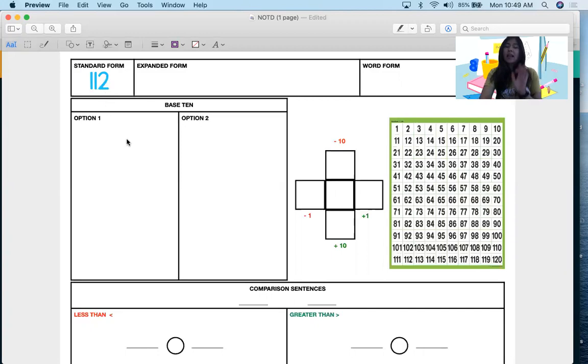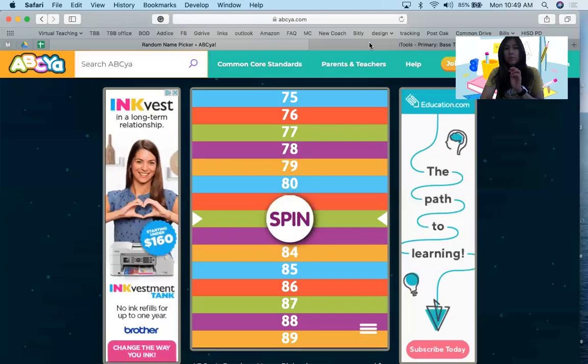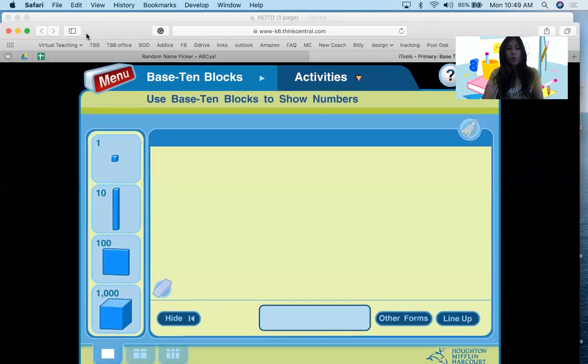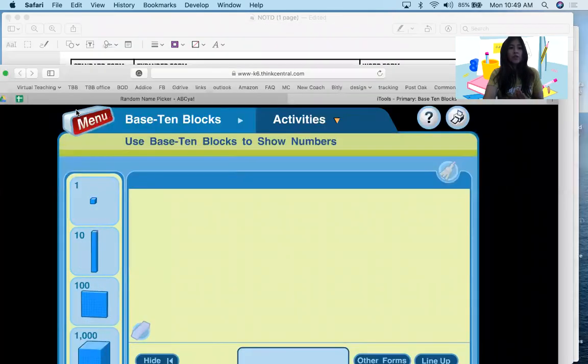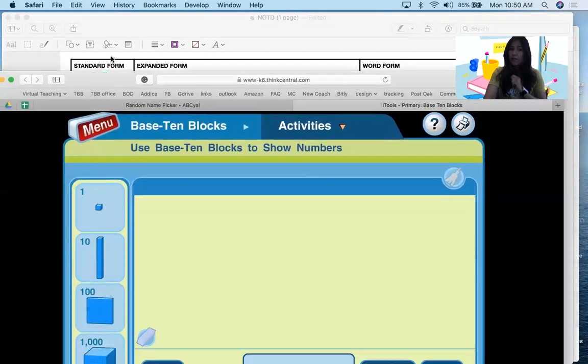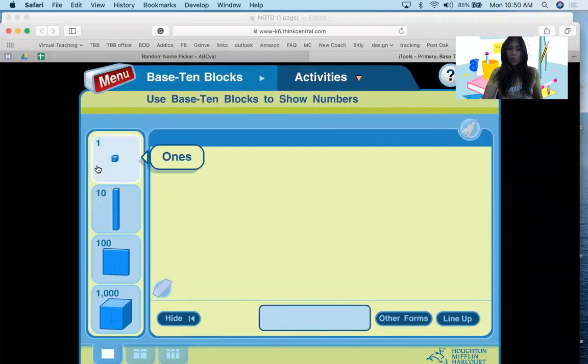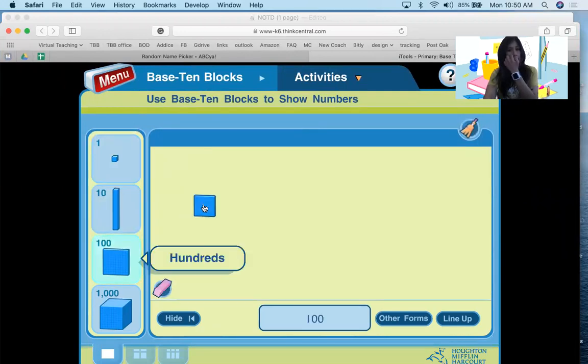Let's go ahead and represent this number using place value. So 112. I'm going to start with the largest place value first, meaning the hundreds place. So how many hundreds does the number 112 have? 1, right? So my hundreds place, ones, tens, and hundreds. I'm going to take 100 and place it here. Oh, that's not what I wanted. Let's take that off. So right now, my number is 100.